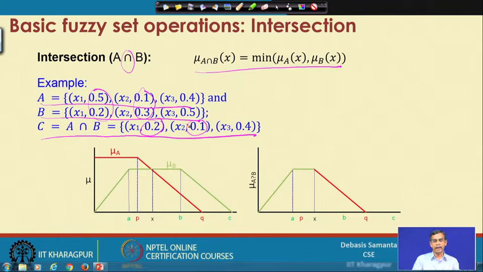Now, the same thing can be drawn graphically. This is the fuzzy set A and this is the fuzzy set B, and we have to take the minimum of the two. Up to this part, the minimum of A and B is basically this one. So, we can obtain this part, and for the rest, the minimum is this one. So, this graph basically shows the membership function of the intersection of two fuzzy sets A and B.